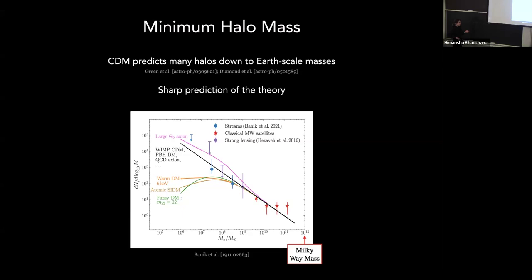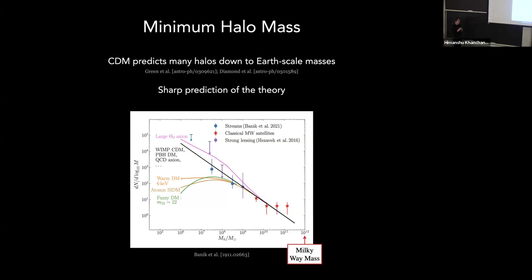That's shown here. This is just count as a function of mass. And these red stars are the classical dwarf galaxies in the Milky Way. We're seeing those down to masses of roughly a little over 10 to the 9. And then as you go down to smaller and smaller masses, your subhalo is not massive enough to itself capture gas and stars. And so the subhalo remains dark.